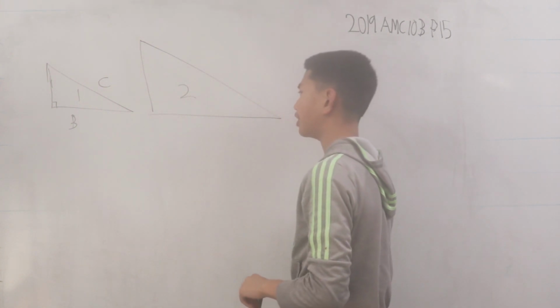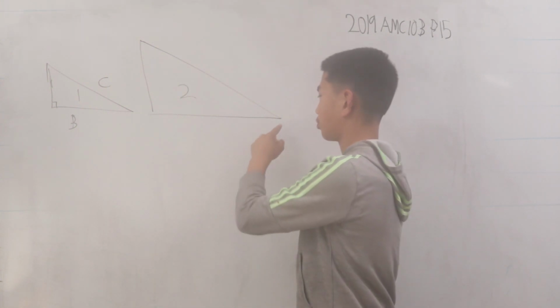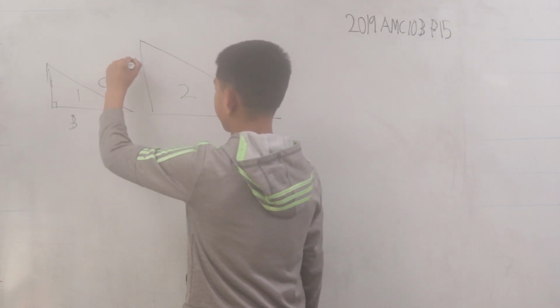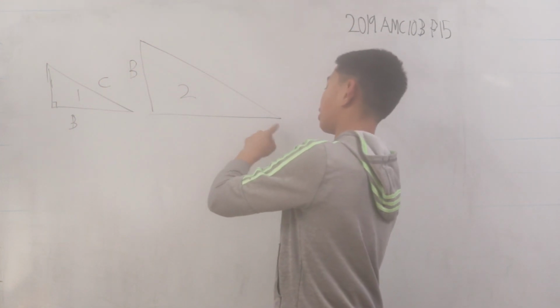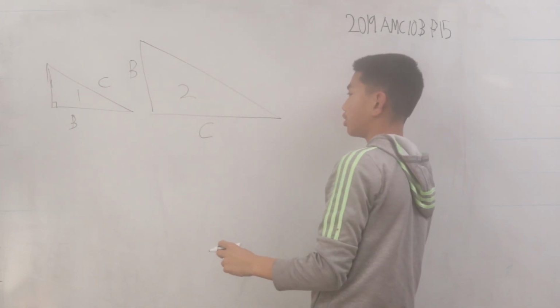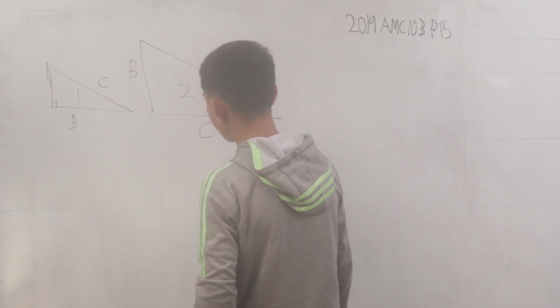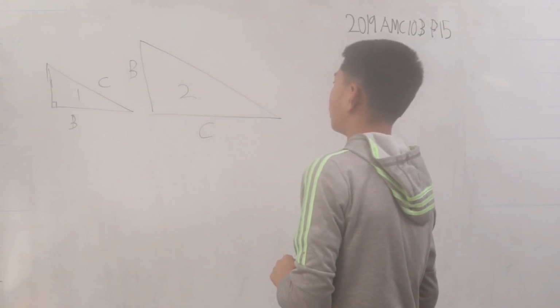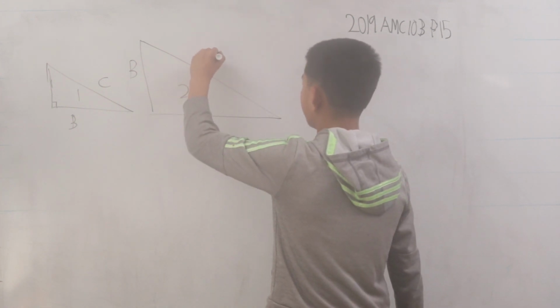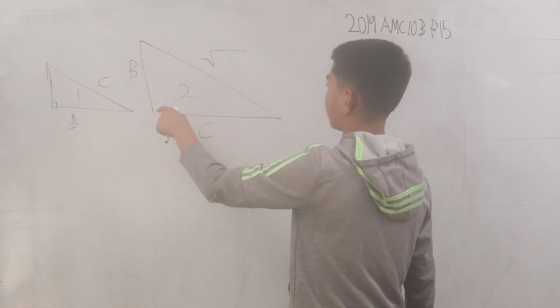Now, which side does B correspond to? It can't correspond to this or the hypotenuse, since that's even longer. It only leaves this option. Now, this C has to correspond with this side, because the hypotenuse is way longer. These are two of the same hypotenuses. Now, we can use the Pythagorean theorem to find the hypotenuse and the other length.